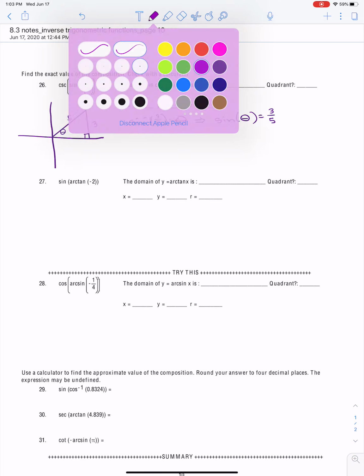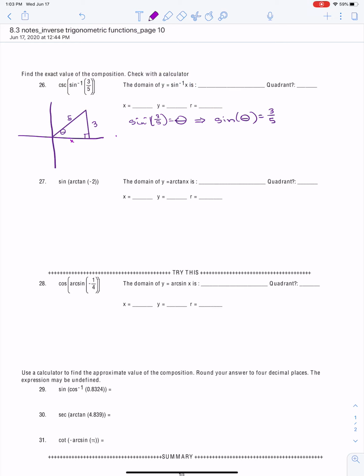From there, we can find x. We got x squared plus 3 squared equals 5 squared. X squared plus 9 equals 25. X squared equals 16, so we get x equals 4 there. Okay, and I'm going to use that to fill this in. X equals 4, y equals 3, r equals 5. I guess I should fill in the top. Domain of inverse sine is -1 to 1. So like I said earlier, if our inverse sine is positive 3/5, we know we're in quadrant 1, and that's how I drew the triangle.